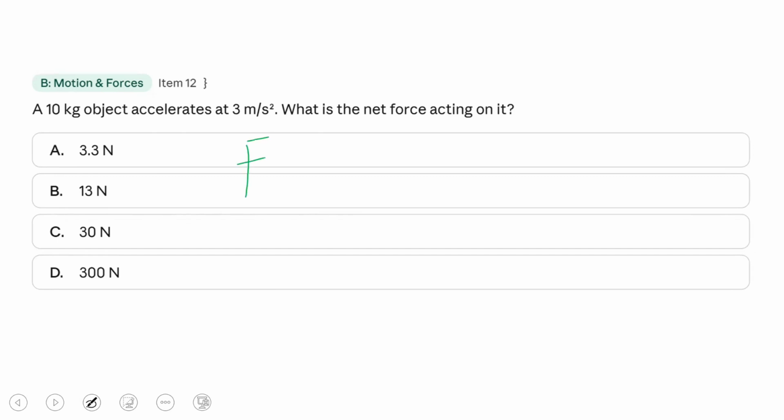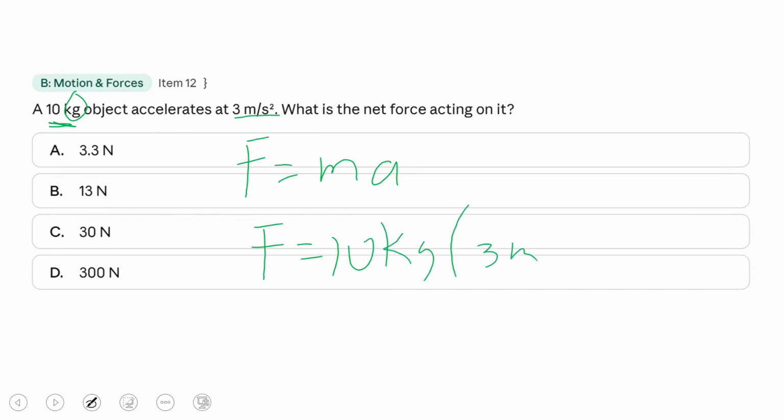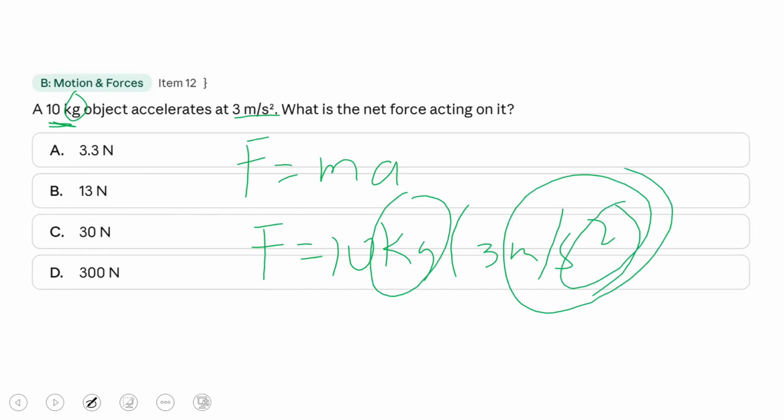The formula is force equals mass times acceleration. You have the mass, 10 kilograms, and an acceleration of 3 meters per second squared. So you will have substitution, 10 kilograms multiplied by the acceleration of 3 meters per second squared. You will have 30 Newtons. The unit of this is expressed as 30 Newtons. So the answer is C.